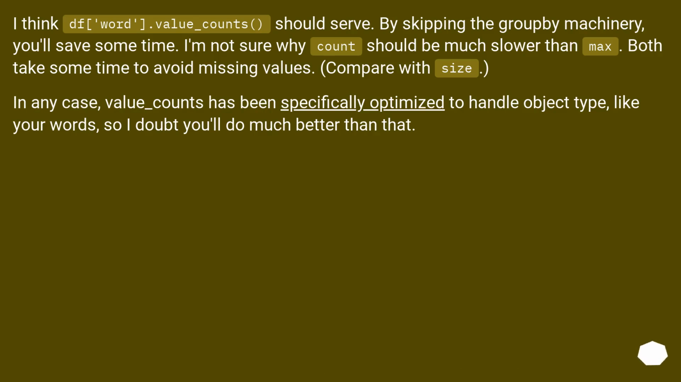I'm not sure why count should be much slower than max. Both take some time to avoid missing values. Compare with size. In any case, value_counts has been specifically optimized to handle object type, like your words, so I doubt you'll do much better than that.